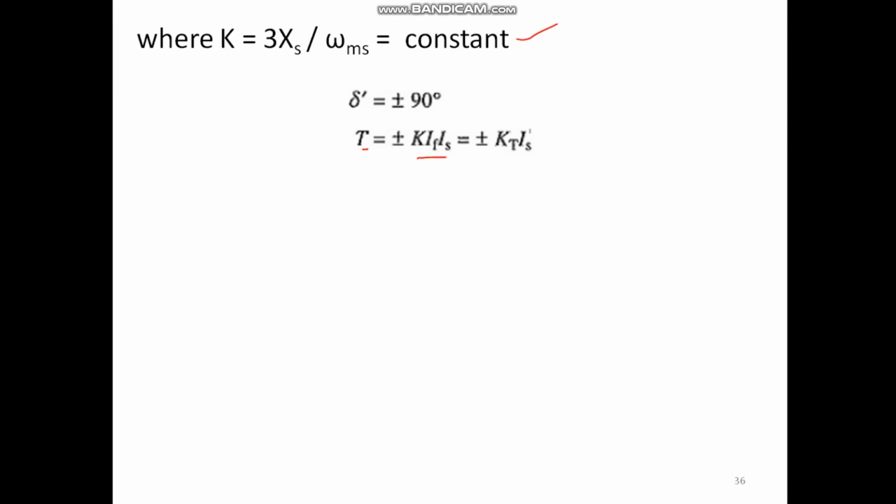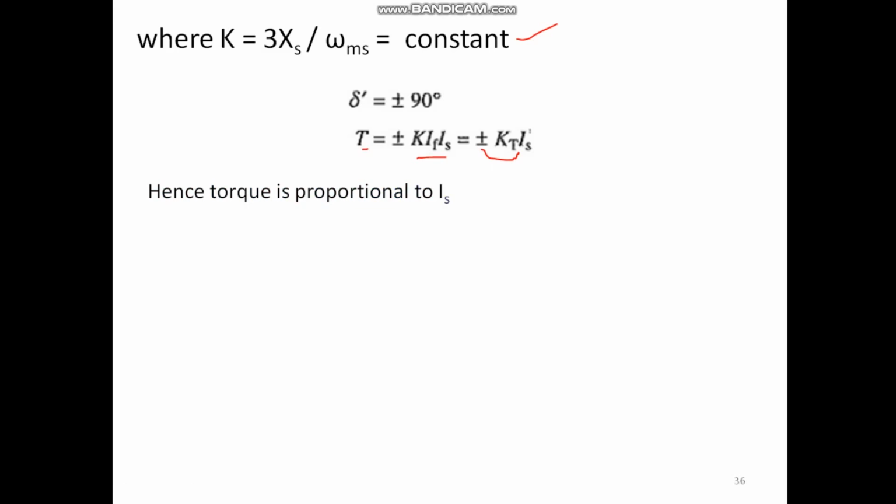Now again K into IF I'll take and introduce a new constant, which is my KT, right? So it gets KT into IS, right? I hope it is clear. You get KT into IS, right?